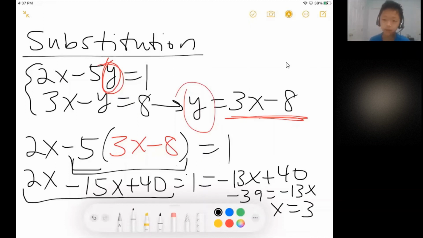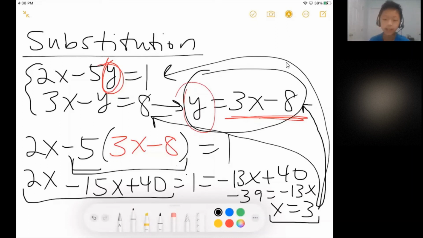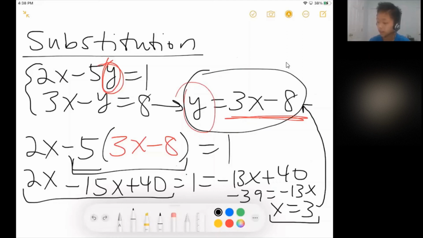You divide by negative 13 on both sides. And now once you have x equals 3, you can substitute it back into this equation, right? You got y equals 3x minus 8. It turns out you don't have to substitute it into there. You can also substitute it into this equation or this equation. It doesn't matter. You should get the same answer no matter which equation you substituted into. But substituting it into this equation here is going to be easier.